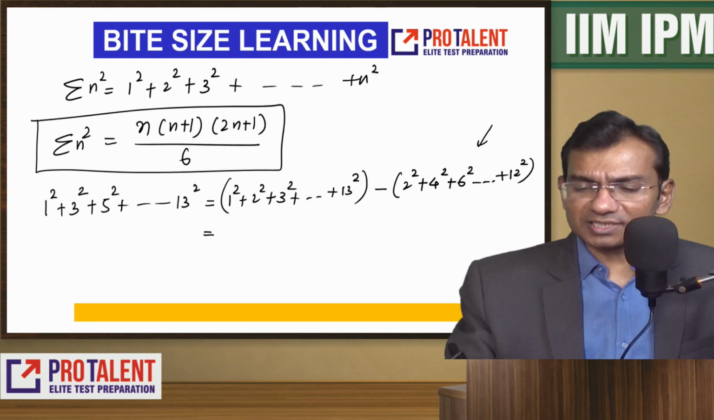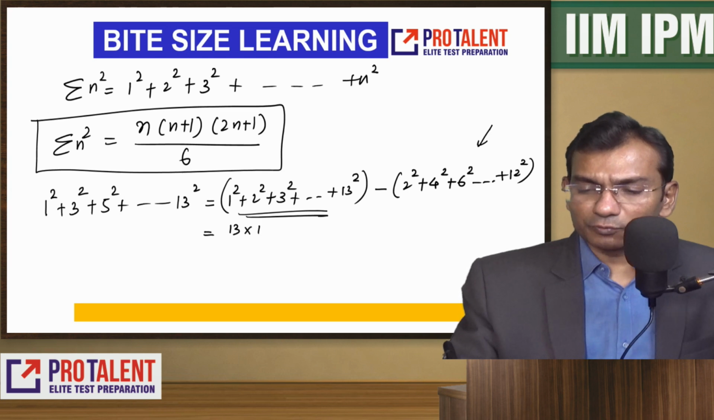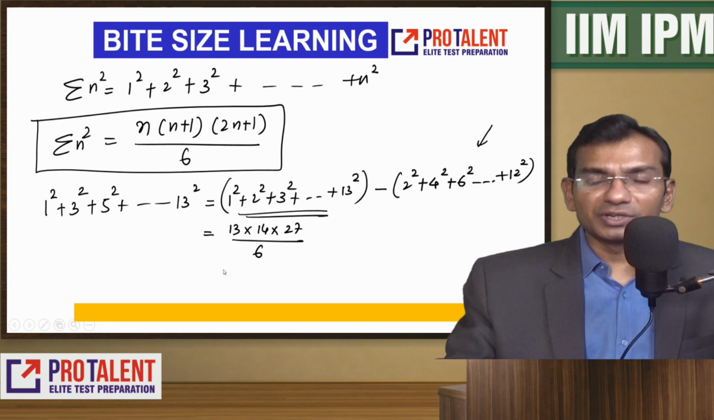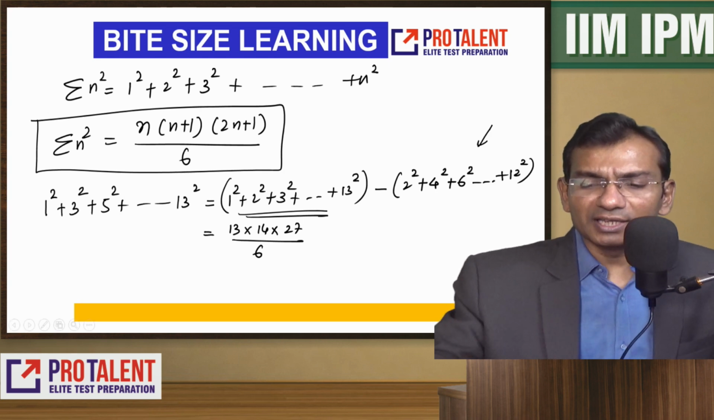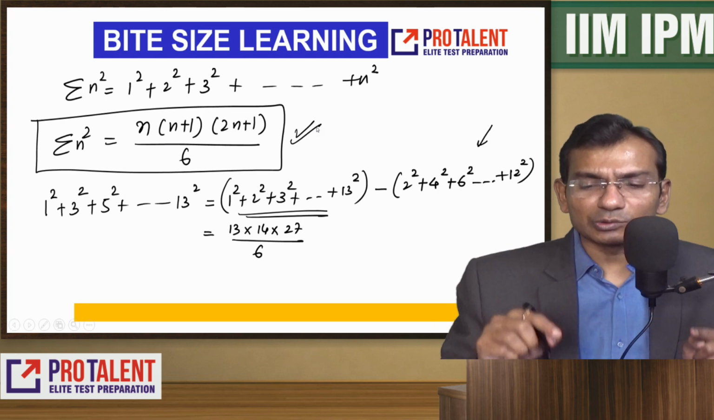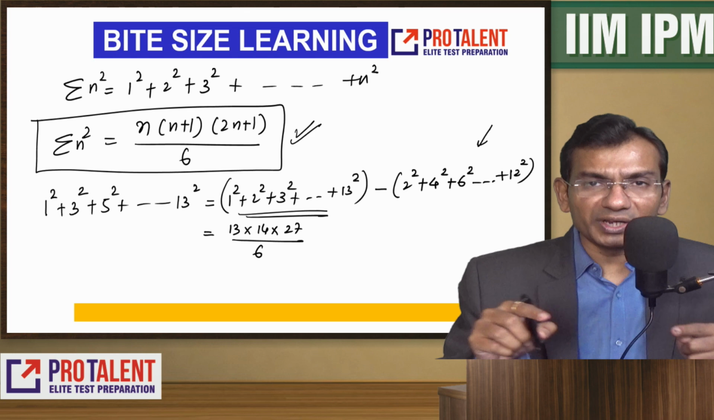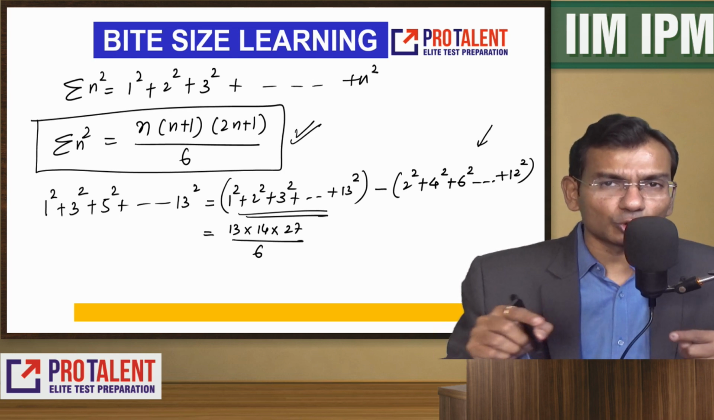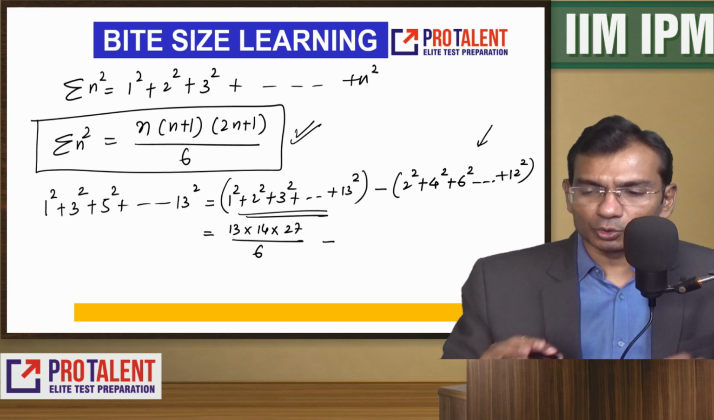Now this is a very interesting formula, which is 13 into 14 into 27 by 6. How did I do this? This is 1 to 13. I have just put in this formula: n equal to 13, then 13 plus 1, which is 14, and then 2n plus 1, which is 13 into 2, 26 plus 1 is 27, which is good. Okay, no problem, no trouble.